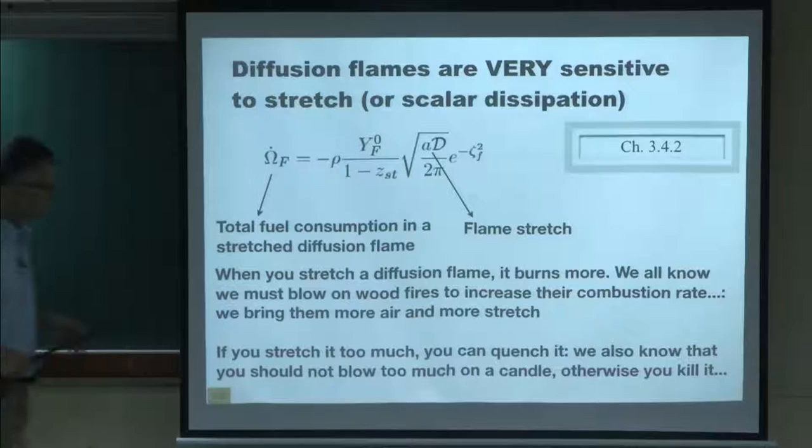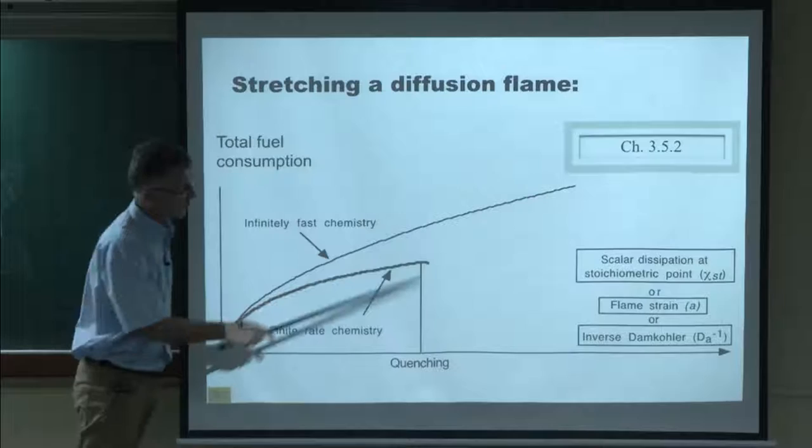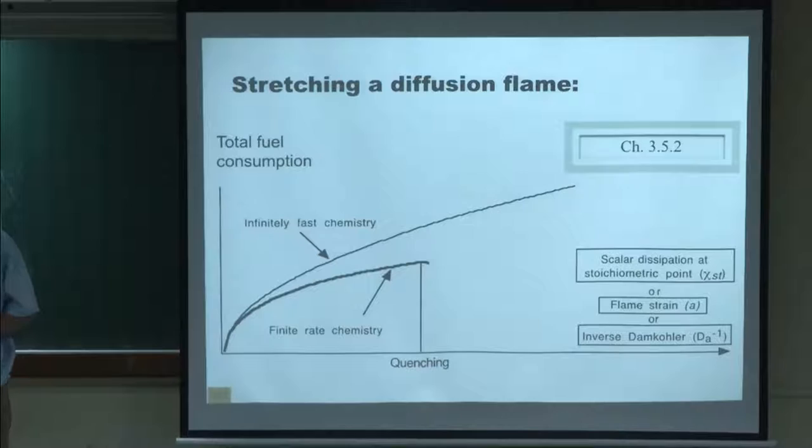Of course, if you stretch it too much, it's the same thing on your fire. If you blow too strongly on your fire, then you quench it completely. Okay, so that really means that in a diffusion flame, when you blow slowly, you burn more. And if you blow too strongly, then poof, the flame will quench. So you have to be careful, because in this zone here, you can lose everything if you try to have too much flame going on at the same time.